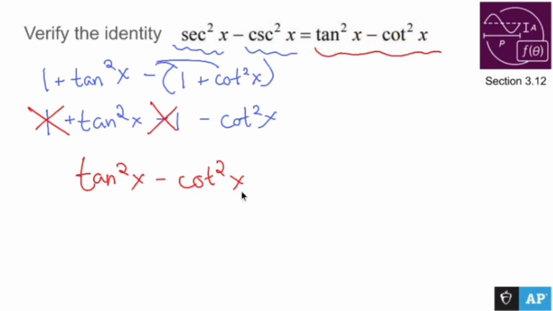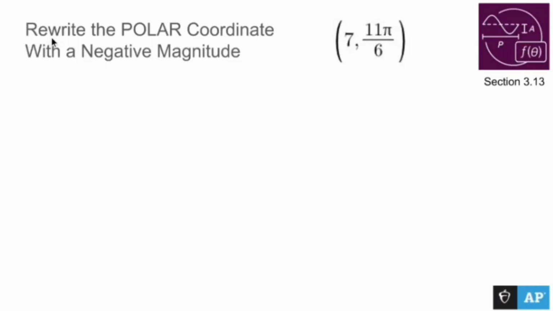So did I verify the identity? Sure did. A little check mark says I did it. Rewrite the polar coordinate with a negative magnitude. Now, before I even consider this, let's take a look at what we have.